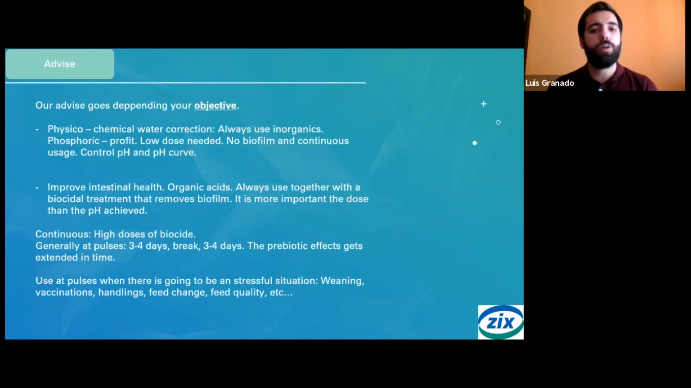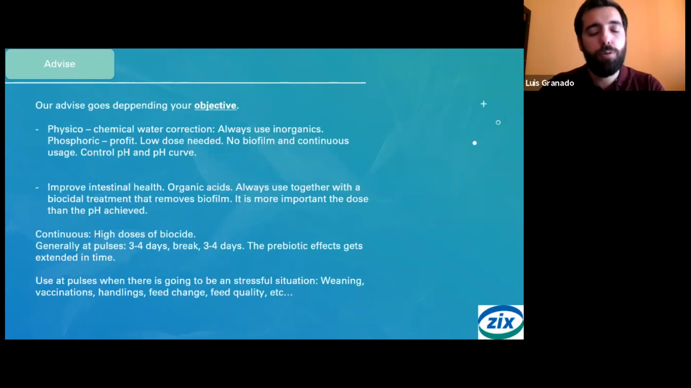For the physicochemical correction of the water, my advice is always working with inorganic acids. Phosphoric will be the best cost-effective option. Not a high dose needed. It doesn't generate biofilm, and it will require a continuous use, okay? If you want to correct the physicochemical parameters of your water, then you will always need to, right? For those cases, we will need to do a pH curve, and I will explain. We will go through that in a minute.